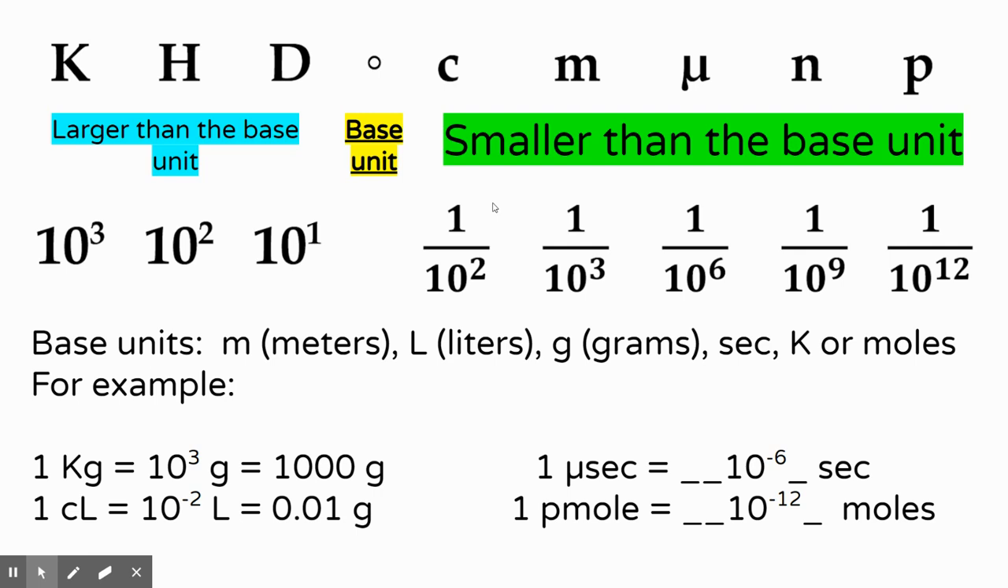In chemistry, we tend to stay on the smaller end of the prefixes because particles are much smaller, and so there are a lot of them when we're talking about matter.